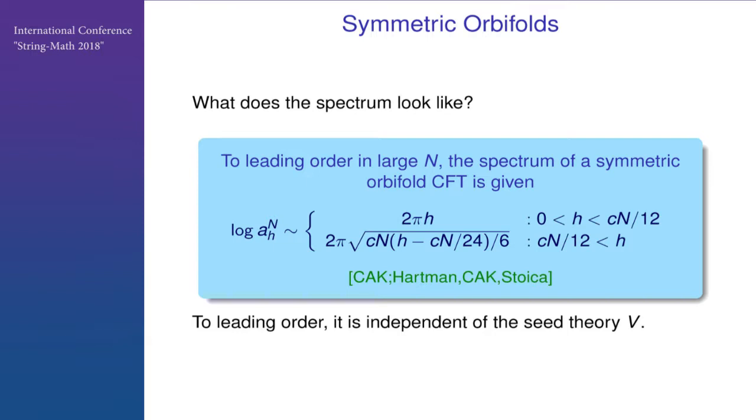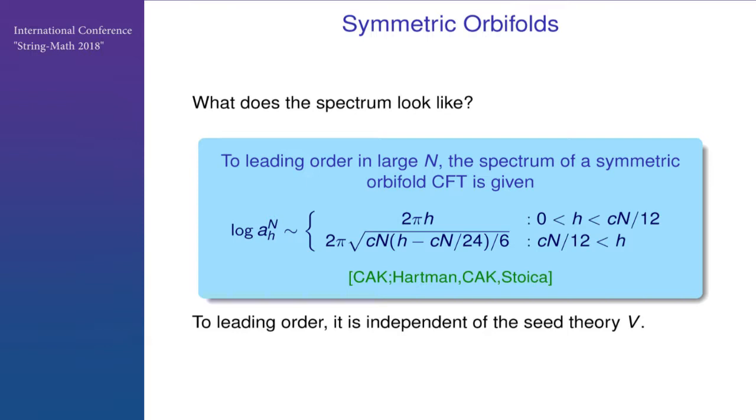So this shouldn't come as a surprise, but what is a bit surprising is that usually for a generic conformal field theory, you'd only expect this Cardy growth to be valid for very heavy states, so when h is parametrically larger than c times n. For symmetric orbifolds, it actually already kicks in at cn over 12, so in a sense the Cardy regime is maximally extended.